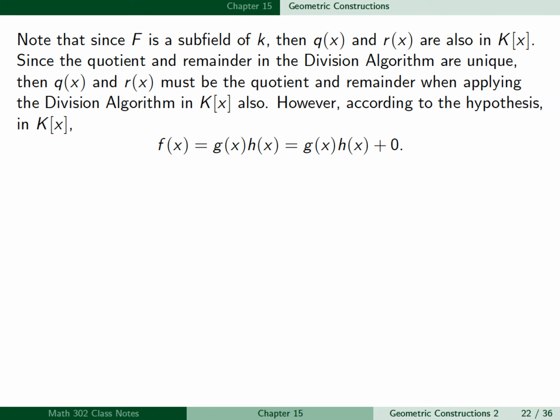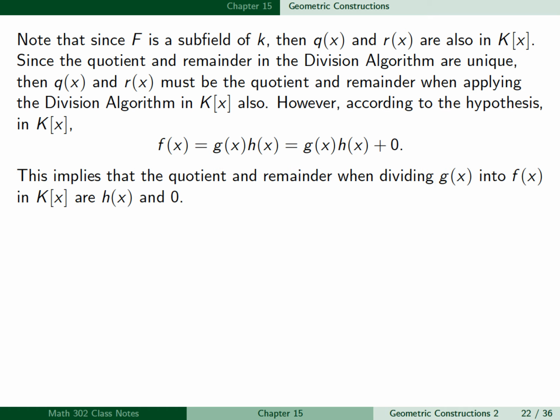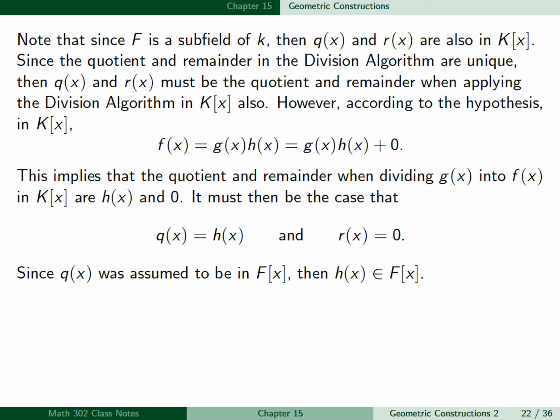However, according to the hypothesis in K[x], f of x equals g of x times h of x, and this is g of x times h of x plus 0. And this implies that the quotient and remainder when dividing g of x into f of x in K[x] are actually h of x and 0, since this has the form of the result from the division algorithm. So it must then be the case that our quotient q of x is actually equal to h of x, and our remainder r of x is actually equal to 0. And since q of x was assumed to be in F[x], this tells us that h of x is in F[x], and this proves the lemma.